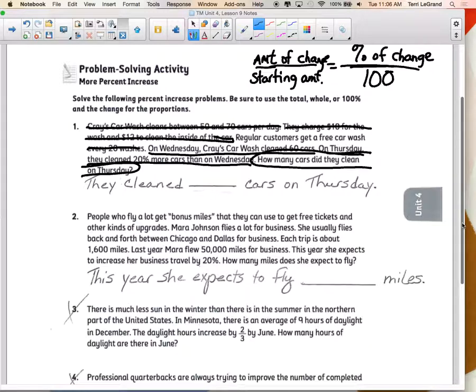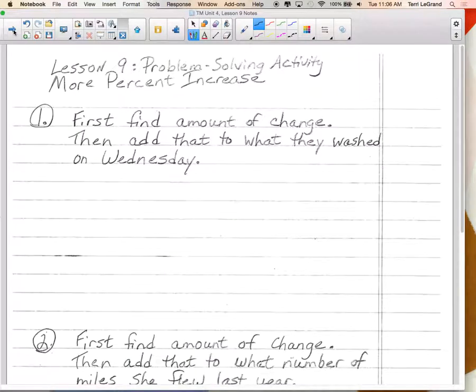Okay, so on our work page, let's get that ratio set up. So we said we don't know what the amount of change is, so we're going to call that X. On Wednesday, the starting amount was 60. That's how many they washed on Wednesday. We said it changed by 20%, so we put a 20 upstairs, and we put our 100 down.